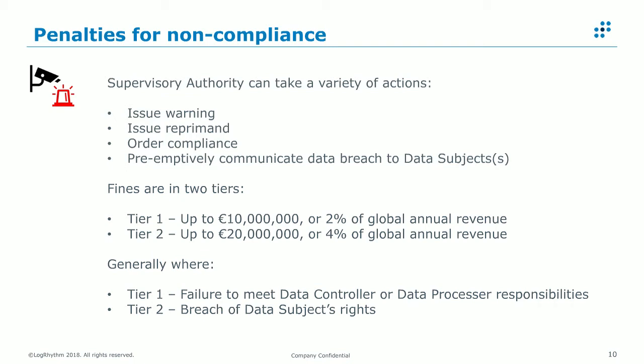The supervisory authority, whether it's the DPA or the supervisory authority, can issue warnings. They can issue reprimands that are more public. They can order compliance and give you a window to achieve compliance. They can preemptively communicate a data breach to data subjects without your consent, awareness, or modification of what their communication looks like. These are all options in addition to or above the fines that could be levied.